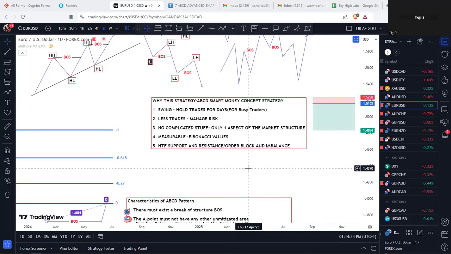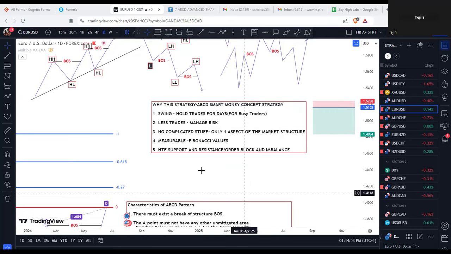So I've talked about that this method uses higher time frame, daily support and resistance levels, order blocks, and imbalance fill. So that is all about the strategy. That is why we need to consider it, and that is why I'm considering this as a trading strategy.